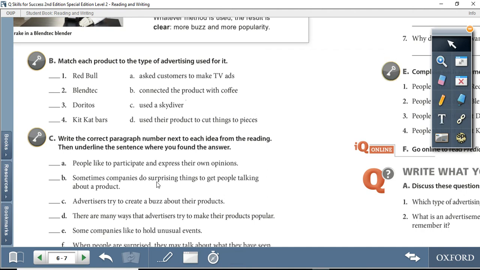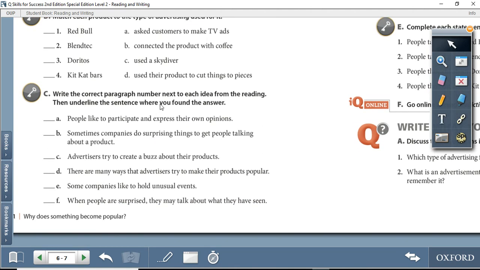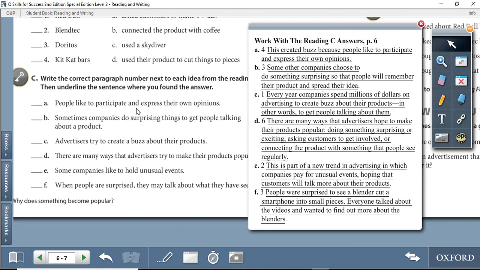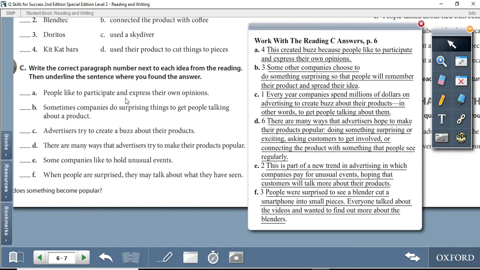Moving on to activity C, write the correct paragraph number next to each idea from the reading. Then underline the sentence where you found the answer. So you need to underline the sentence in the paragraph and write the paragraph number to each idea. The first idea, A, people like to participate and express their own opinions. Now this is found in paragraph 4. And you need to underline this sentence in paragraph 4. This created buzz because people like to participate and express their own opinions.